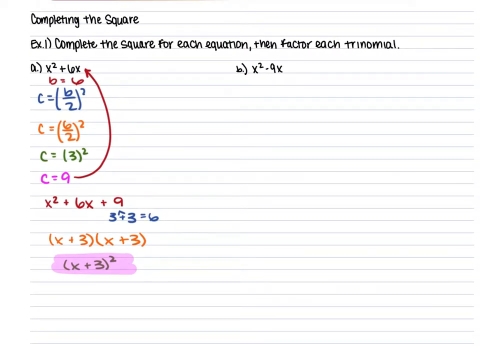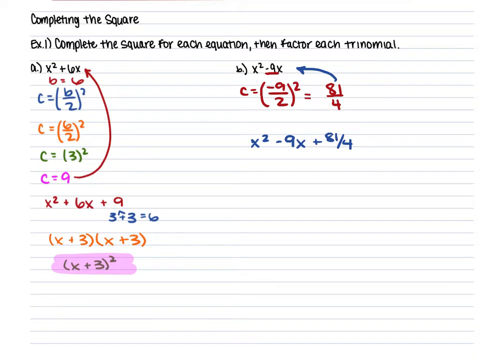For example, b, we have x squared minus 9x. We've got to find our c term. In this case, b is negative 9. To find c, we're going to do negative 9 divided by 2 squared. That negative 9 divided by 2, can't simplify it, so just square it. This gives us 81 over 4. That 81 over 4 we are going to add to the x squared minus 9x. So this gives us a trinomial that's x squared minus 9x plus 81 over 4.